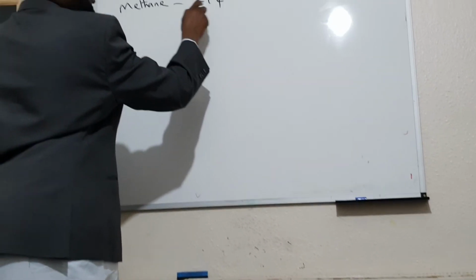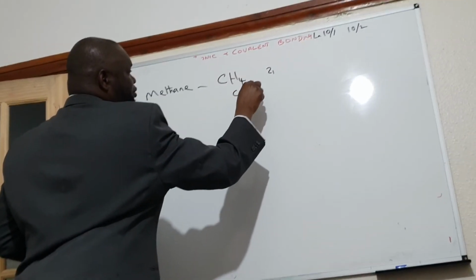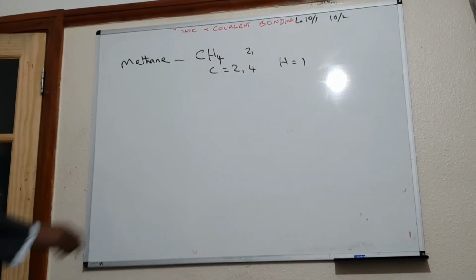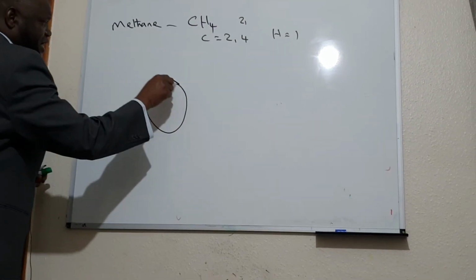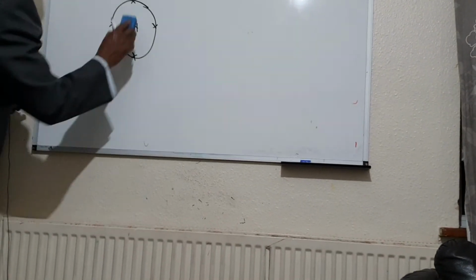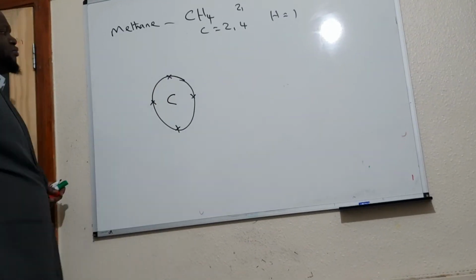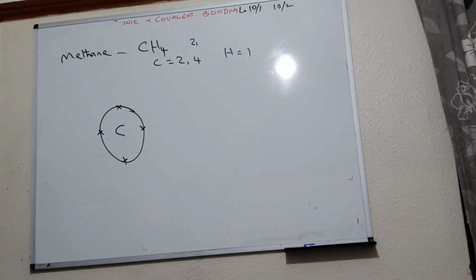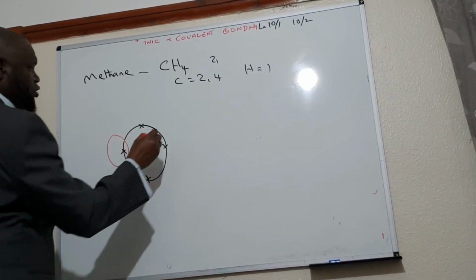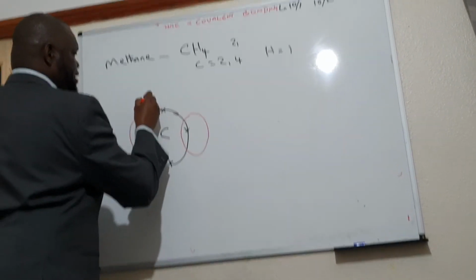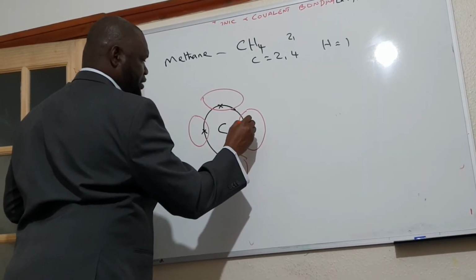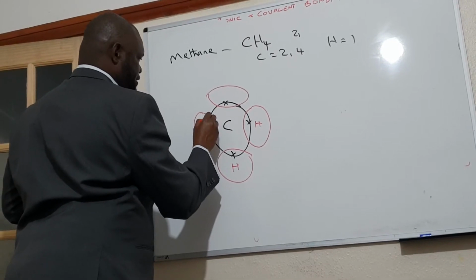CH4. Carbon is 6, electron configuration 2,4, and hydrogen is 1. So you have your big carbon with 4 electrons in its outermost shell. One hydrogen can come here, one hydrogen can come here, one here, and one here. Hydrogen, hydrogen, hydrogen. They'll be sharing electrons.